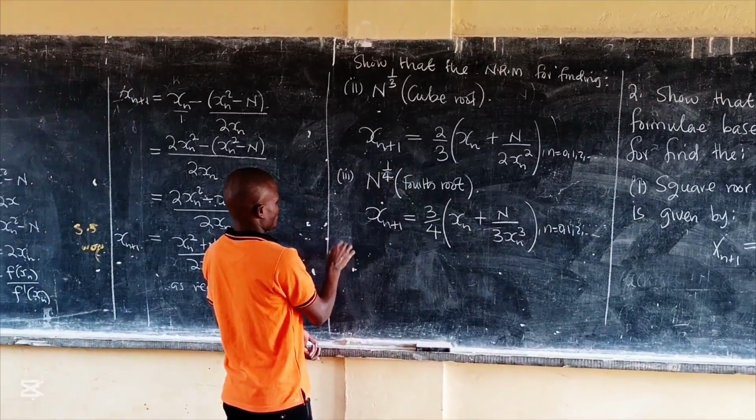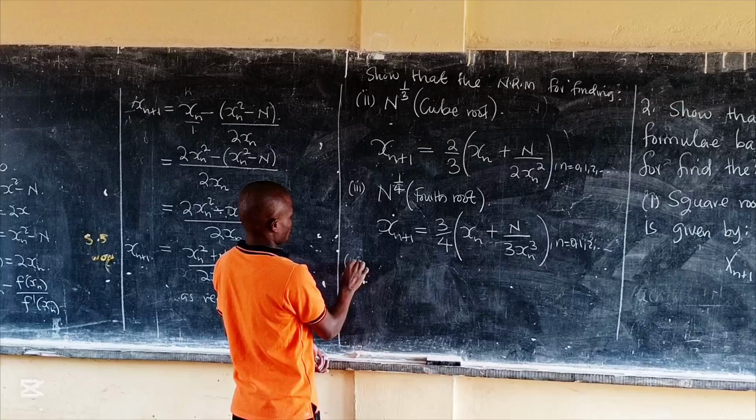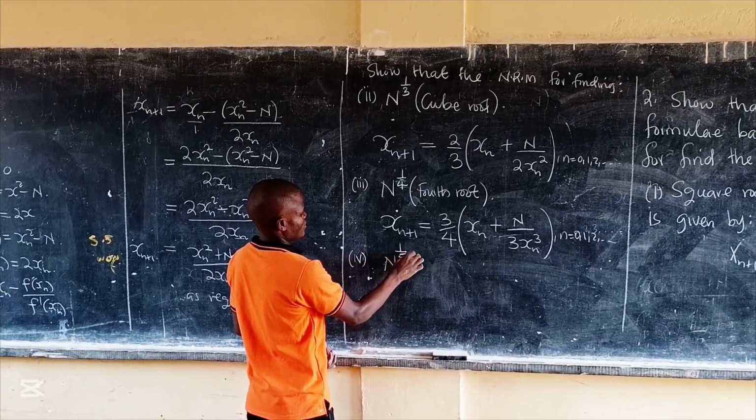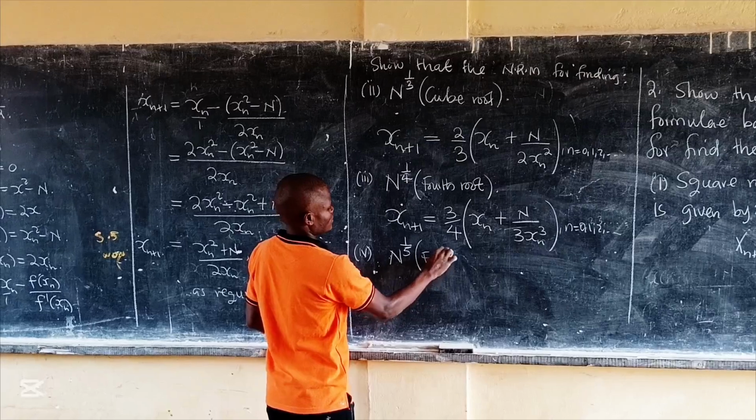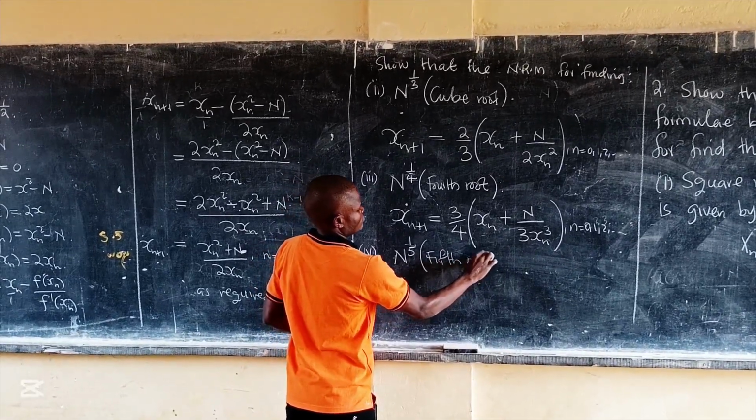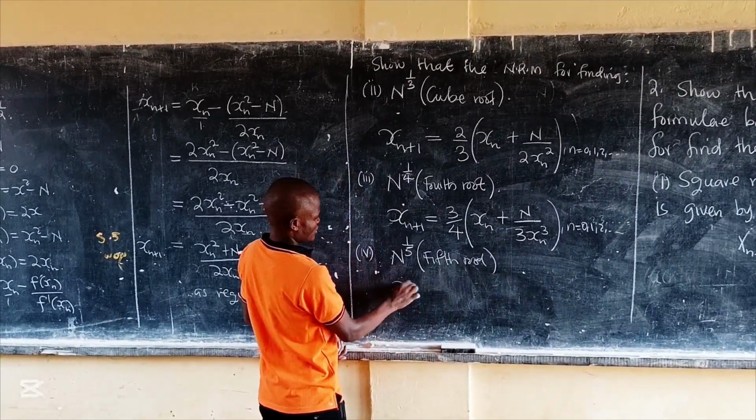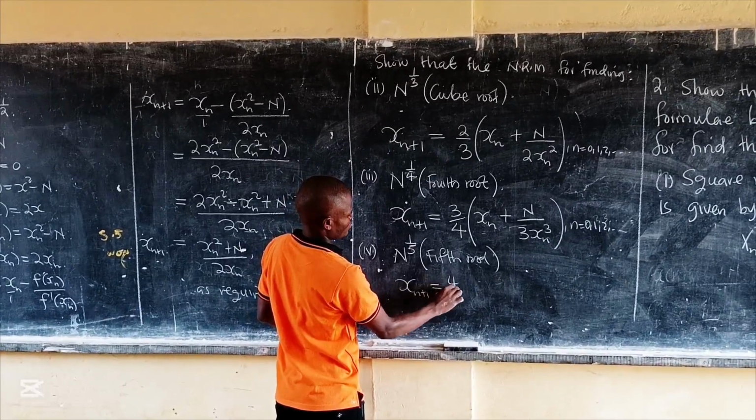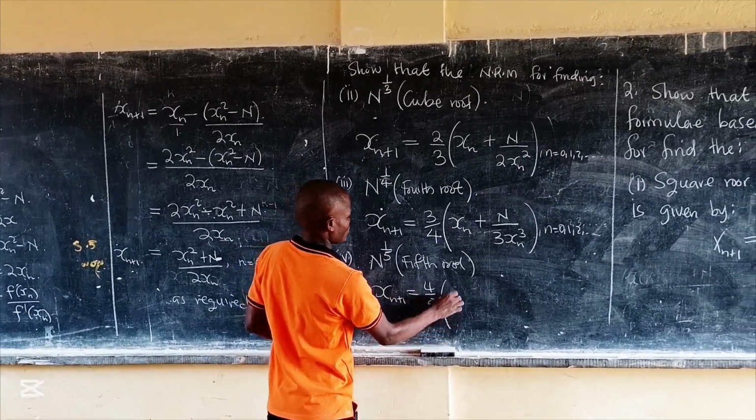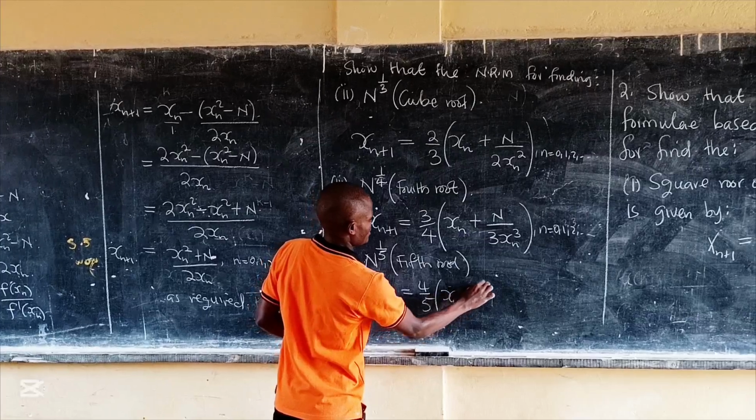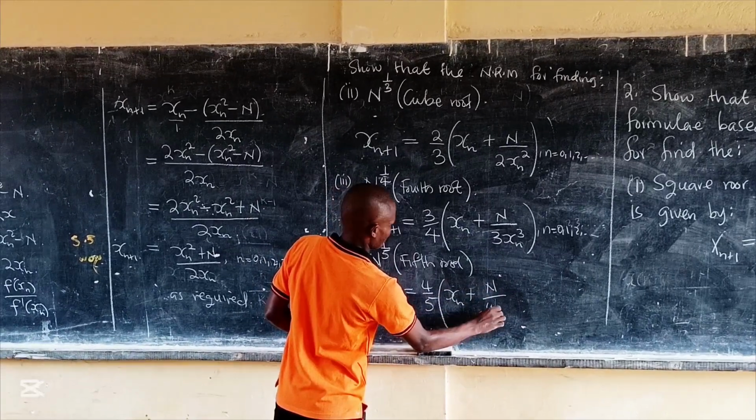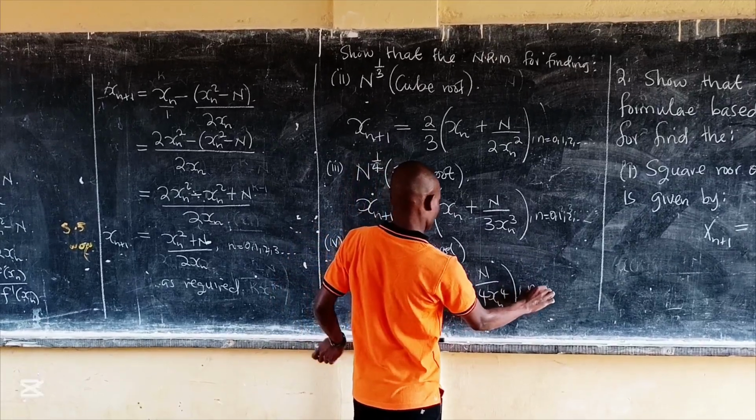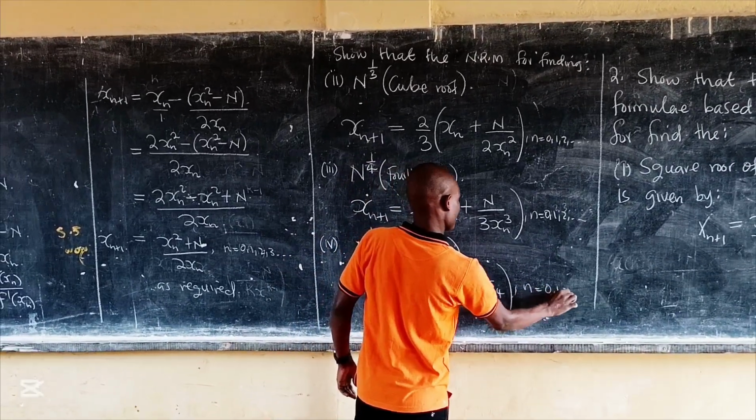Then Roman 4, I want to show the one for n, and this one we call the fifth root. We want to show that it is given by xn plus 1 is equal to 4 out of 5 into xn plus n out of 4 xn power 4 for n equals 0, 1, 2.